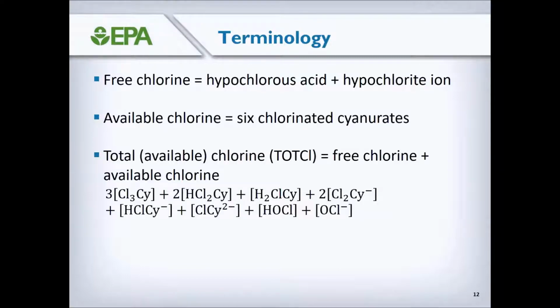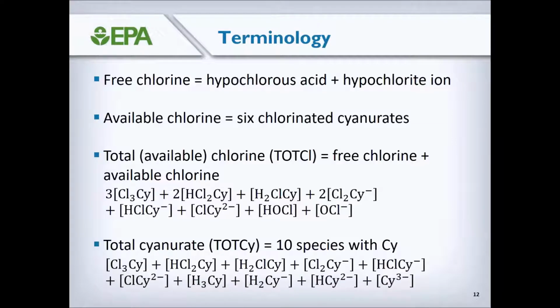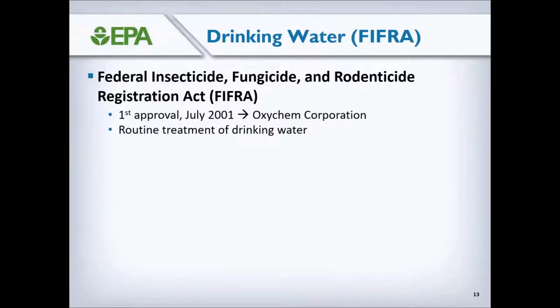Total chlorine is then the sum of the free chlorine plus the available chlorine in these systems. And total cyanurate is the sum of the ten species with CY, or the cyanurate molecule. So now specifically with respect to drinking water, use of dichlor and trichlor was first approved in 2001 under FIFRA for the routine treatment of drinking water.